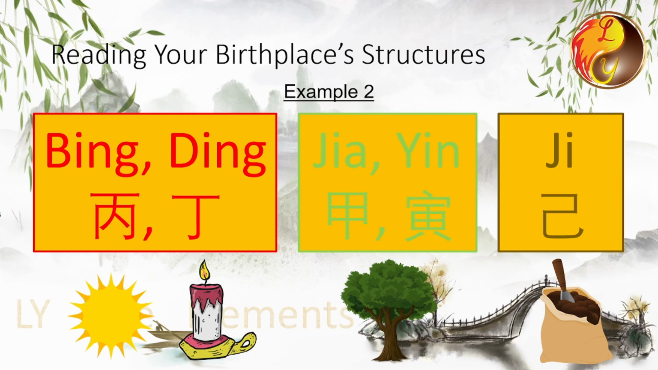For example, Jia and Yin absolutely represent trees, tall ones that are higher than human height. And Ji represents soil or depression.